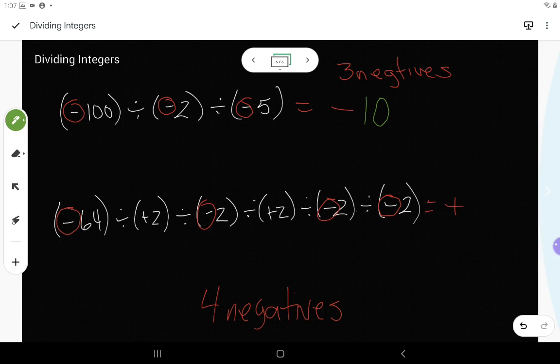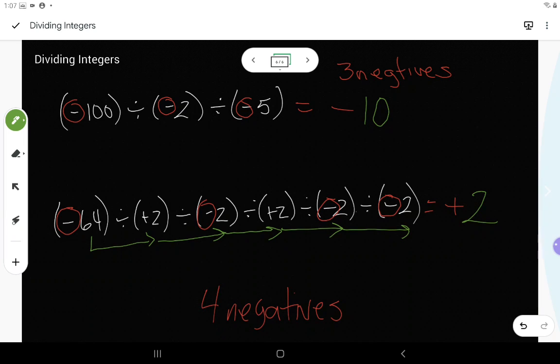Now I'll just go step by step in my division. 64 cut in half gives me 32. 32 cut in half gives me 16. 16 cut in half gives me 8. 8 cut in half gives me 4. And then 4 cut in half gives me 2. So I get positive 2 as my final answer.